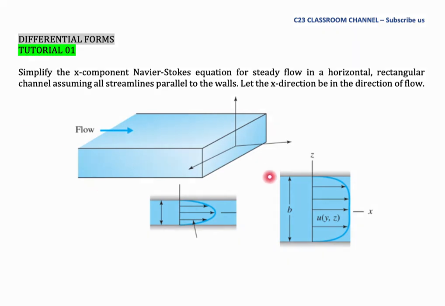So this is the diagram given for this tutorial. We need to imagine that we have a rectangular channel like this, and then we have an x-axis here, this is the z-axis, and this is the y-axis. From the side view here, the velocity profile will look like this, and from the top view here, the width of this channel is b, and the velocity profile will show like this.